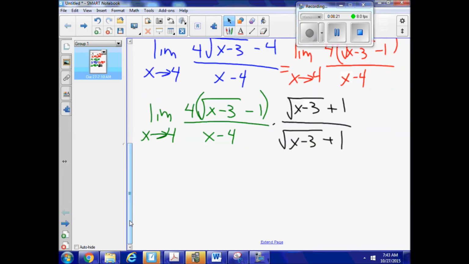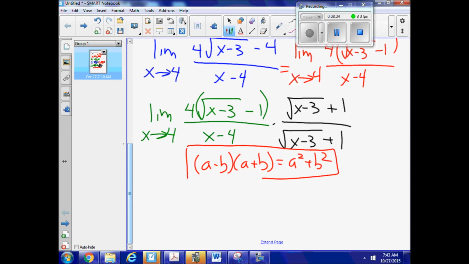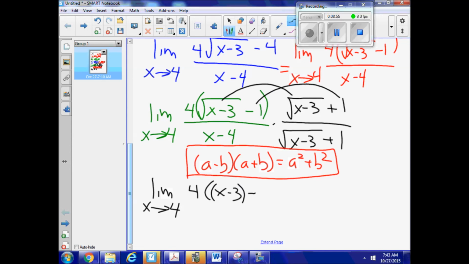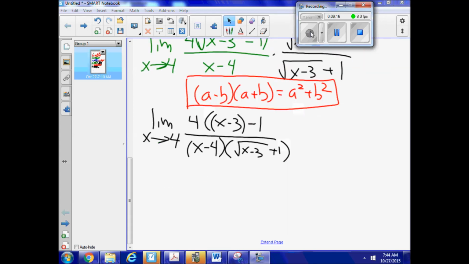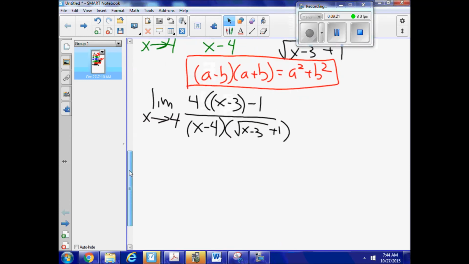Now I remember that a minus b times a plus b equals a squared minus b squared. And so I now have the limit as x approaches 4 of 4 times, well, this would be x minus 3 because that squared, minus that squared, 1, divided by x minus 4 times radical x minus 3 plus 1. Well, because I left my denominator in factored form like I've been encouraging you to do, so you can kind of see how it plays out.